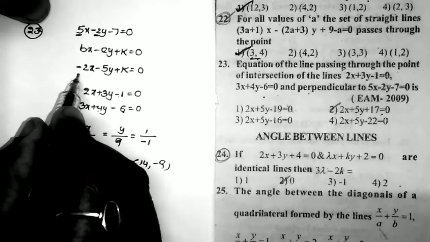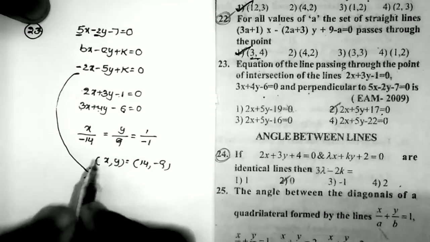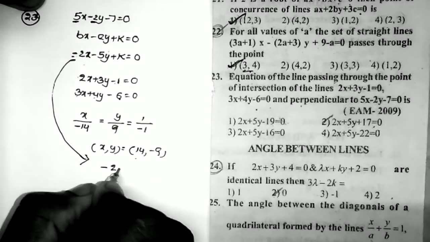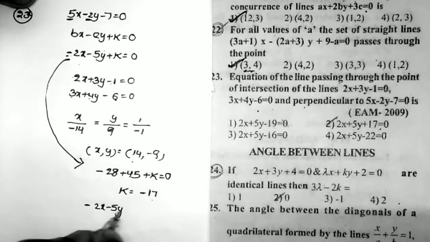Now replacing this point in this equation, what do we get? Minus 2 into 14 is minus 28, plus 45, plus k is equal to 0. Therefore the value of k is equal to minus 17. Now replacing this value, the answer is minus 2x minus 5y minus 17 equal to 0. That is 2x plus 5y plus 17 equal to 0. That is the second option.